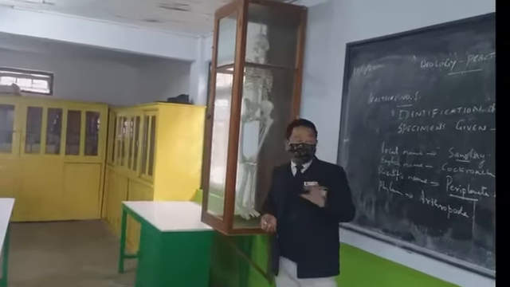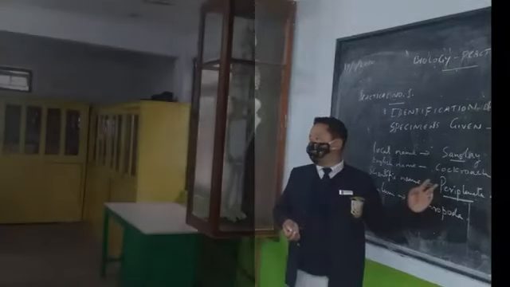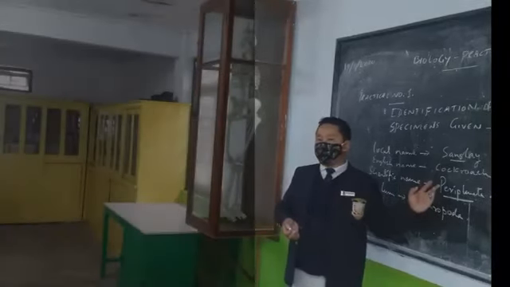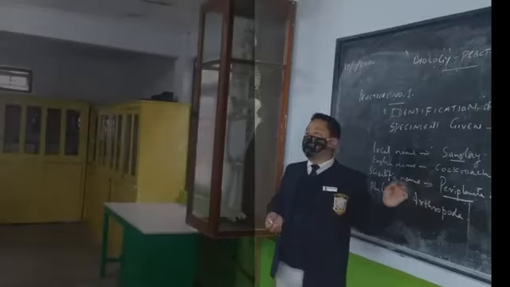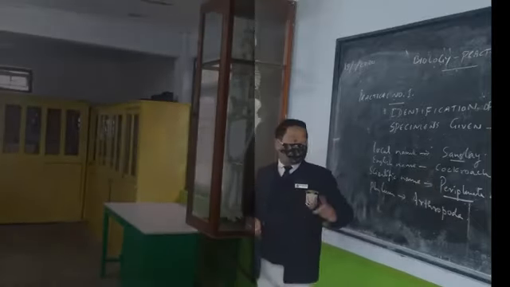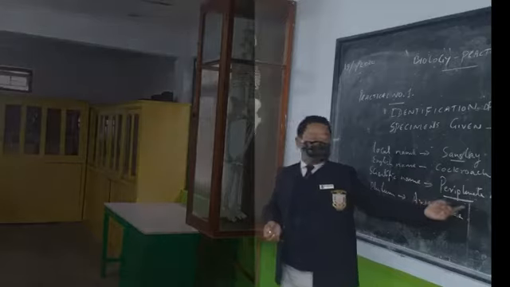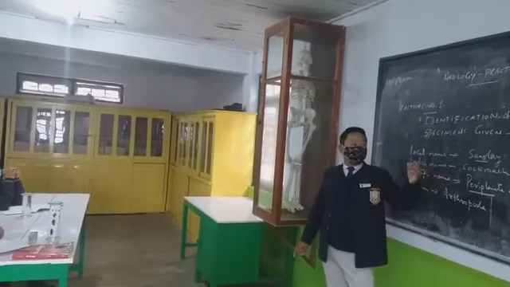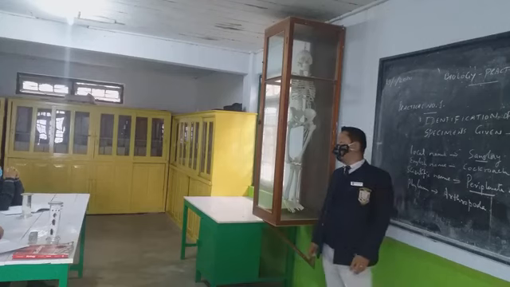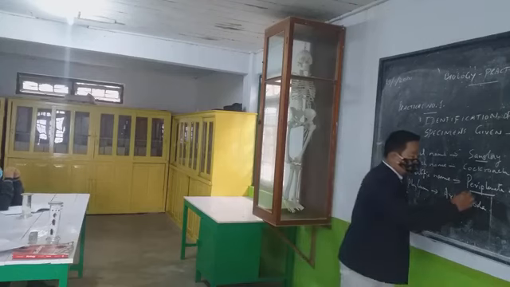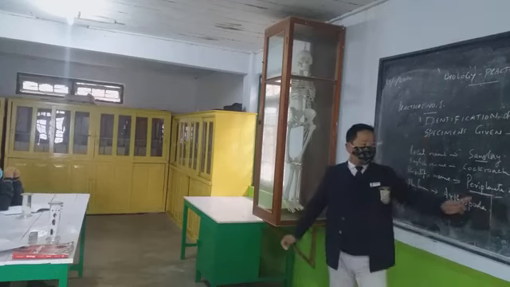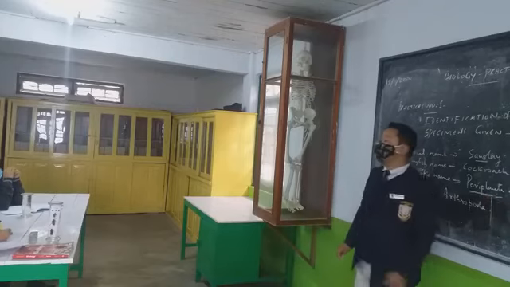The first letter of the genus is always capital. Remember this rule. First letter of genus is always capital, and the first letter of species, the second name, is always a small letter. And once you finish writing this, you have to underline them separately, as I have done. Periplaneta is underlined and americana is underlined. So this is the rule of writing scientific name.